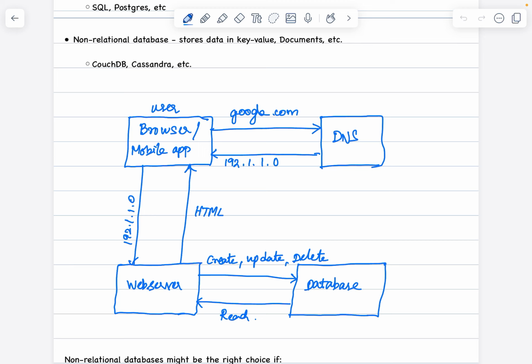Okay, so all these actions can be taken care of by the web server, and it can be replicated on the database, and you can read information from the database. For example, if you are looking at the homepage of your Facebook, you get the news feed, and it has to fetch the data from the database. That's what read refers to here.